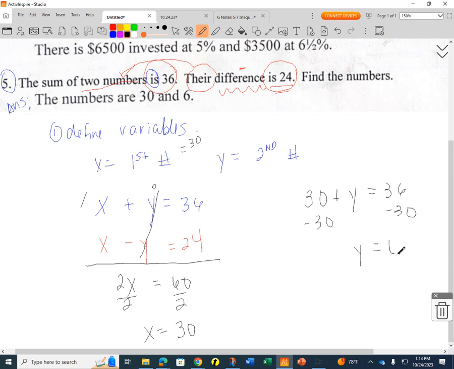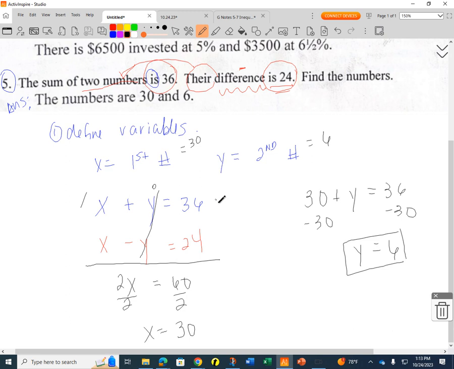So now I know that my second number, or my other number, is 6. So you'll notice, if you add 30 and 6 together, you get 36. If you take 30 and subtract 6, you get 24. That's the only way we can, a system is the only way we can solve a linear equation with two variables.